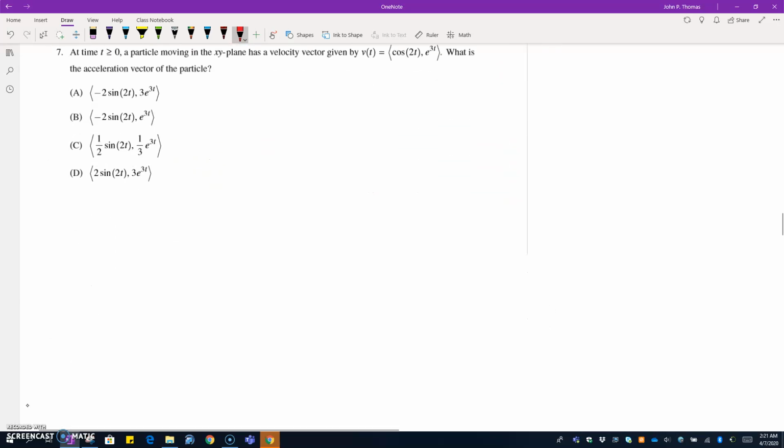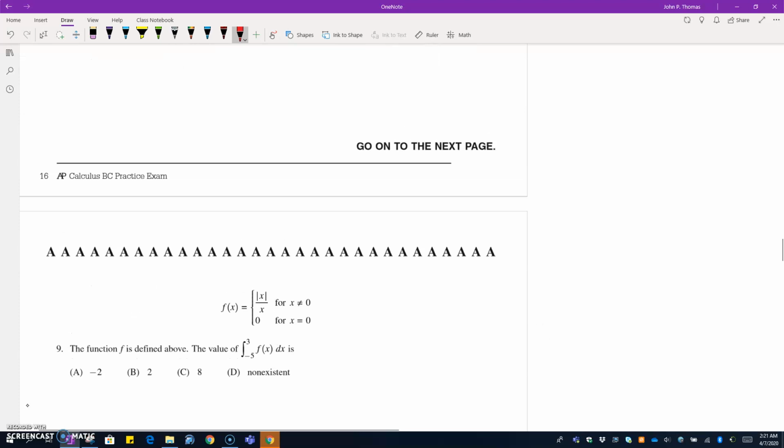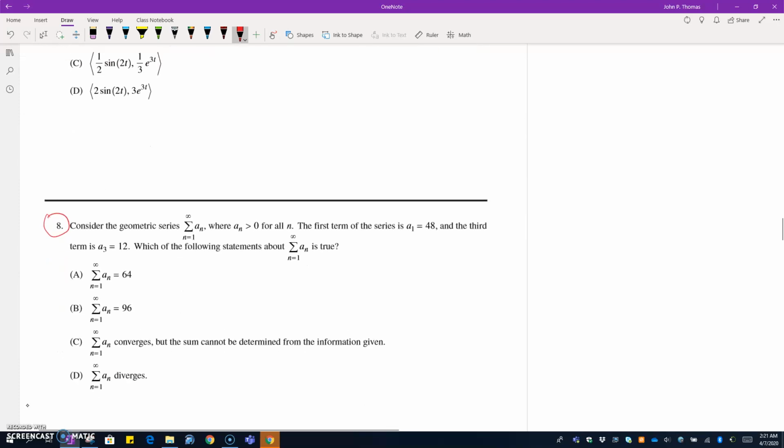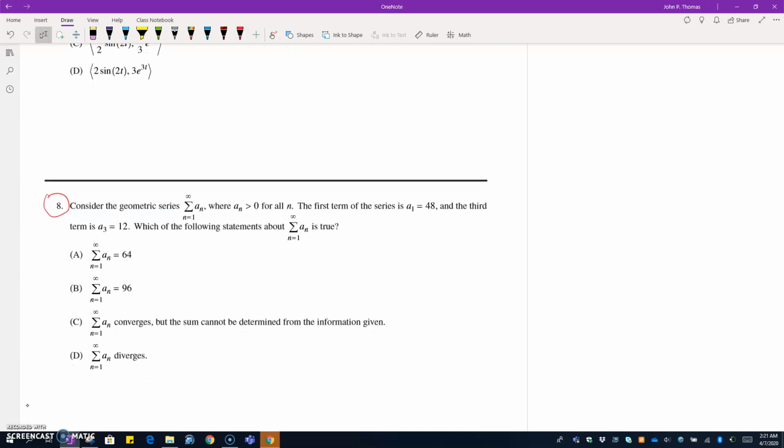All right, now the next question that you had asked about was number 8. So number 8 said, consider the geometric series from 1 to infinity of a sub n, where a sub n is greater than 0, so the positive terms. The first term of the series, a sub 1, is 48, and the third term, a sub 3, is 12. All right, which of the following statements is true about that summation?